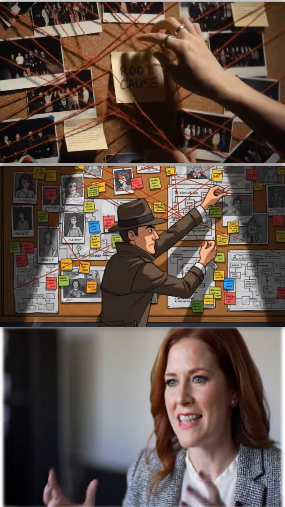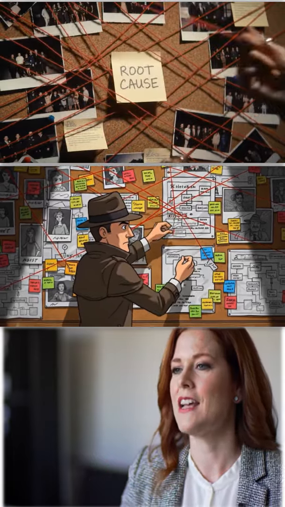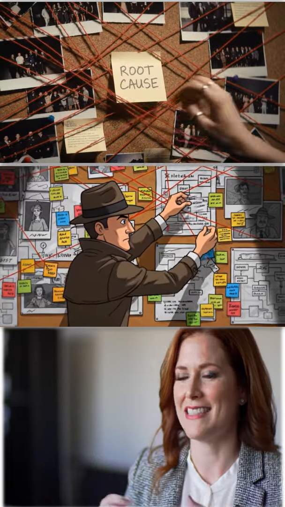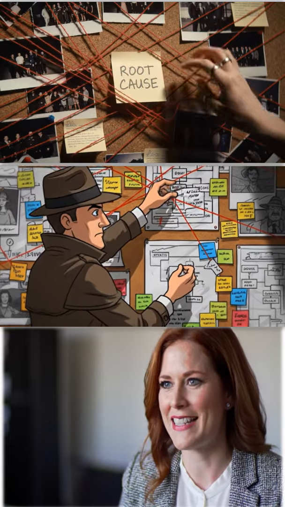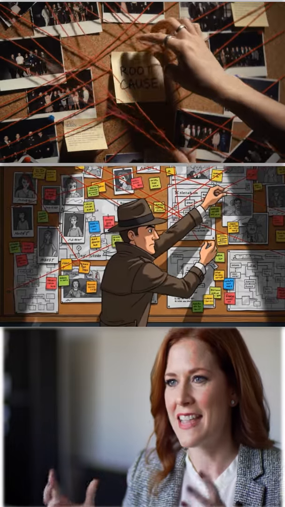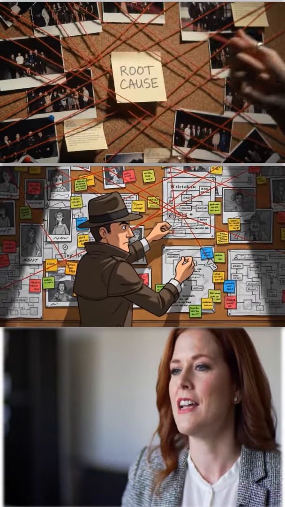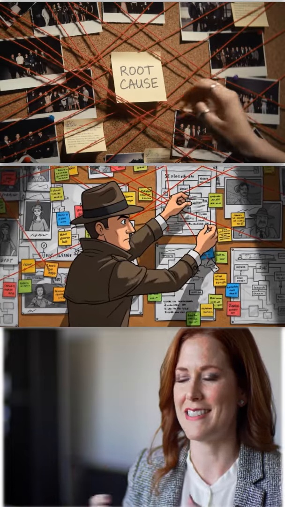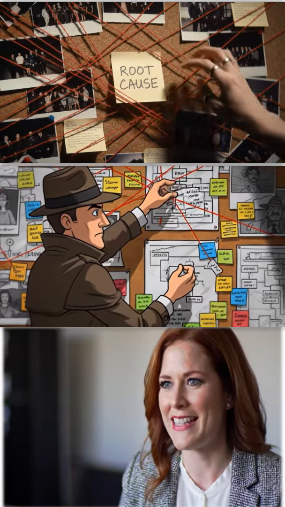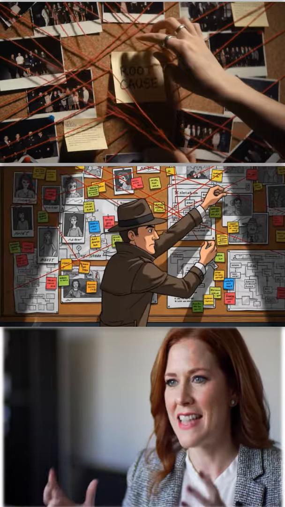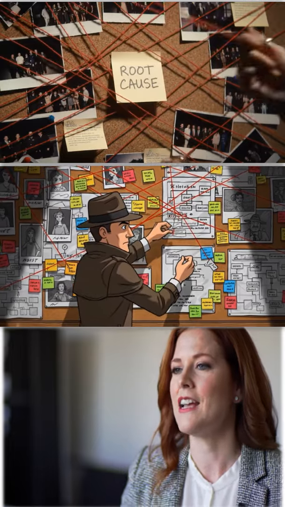Chapter 6, Six Sigma Analyze Phase, the Suspect Board, Analyzing the Root Cause. The room is dim. A giant corkboard looms on the wall, covered in photos, sticky notes, and red string connecting them all. This is where the story starts to make sense, or gets messier.